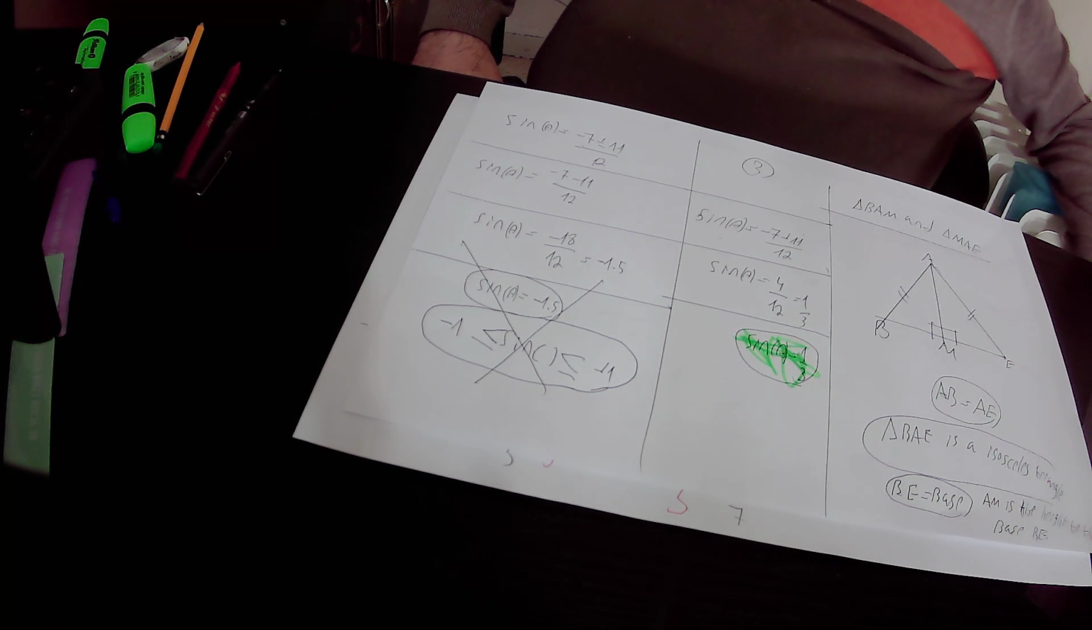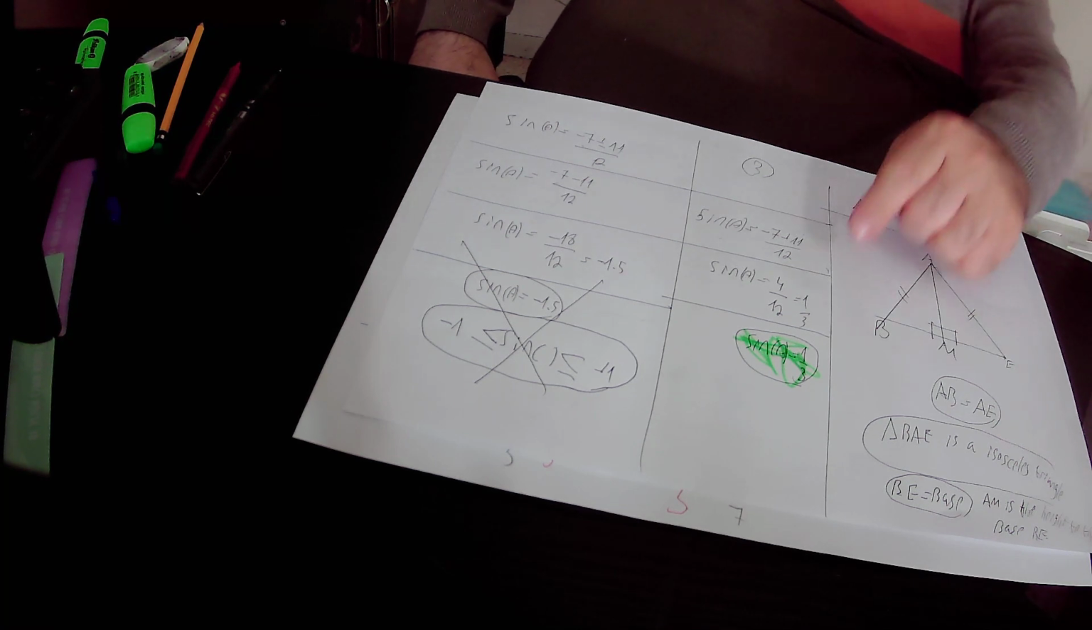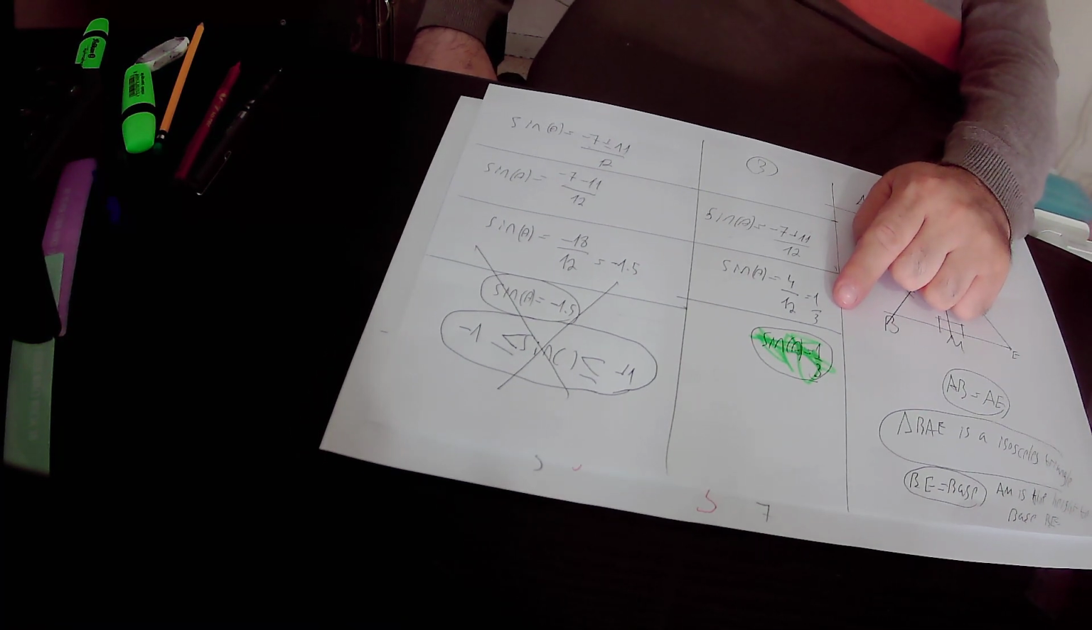We'll cancel this answer. We'll focus on the second answer, that sine theta equals minus 7 plus 11 over 12. Minus 7 plus 11 is 4. So sine theta equals 4 over 12. Here we divided both the numerator and the denominator on this side of the equation by 4.